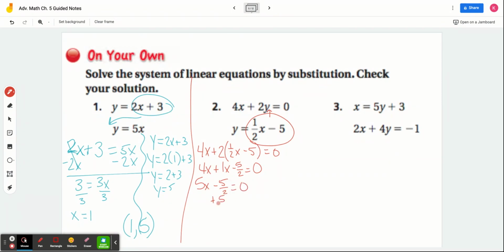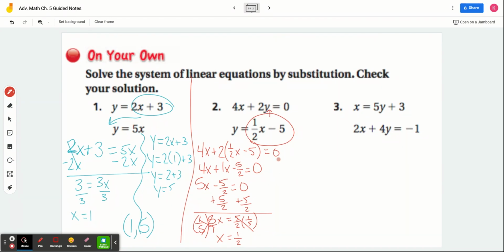We can add 5/2 to both sides to find that 5x equals 5 over 2. Now, to solve for x, we can either divide by 5, but since we have a fraction, instead of dividing, we can multiply by the reciprocal. So the reciprocal of 5 is 1/5. So we have x equals 1/2. Now we can plug this back in again to one of these two equations.